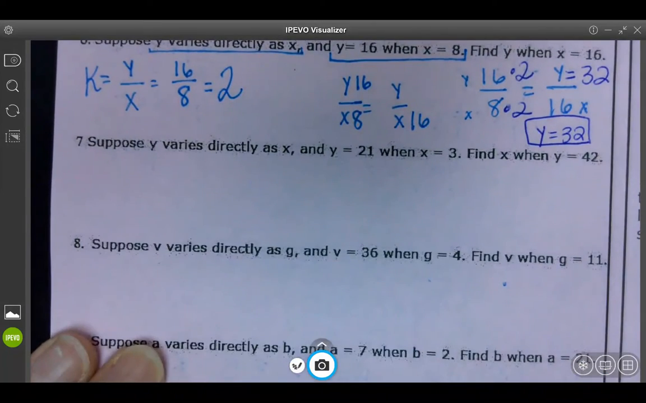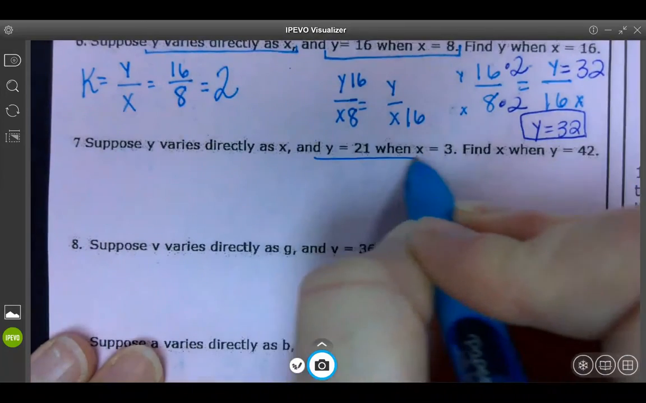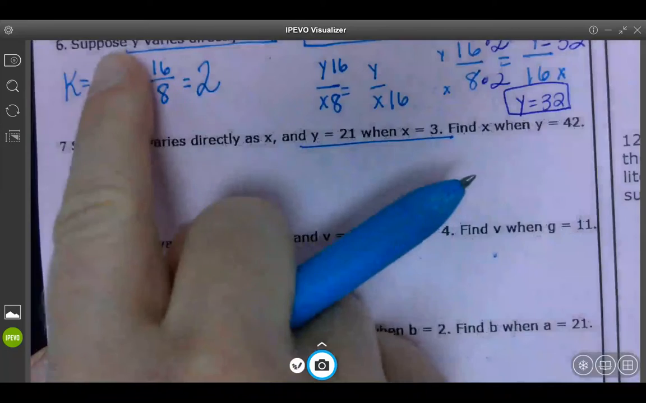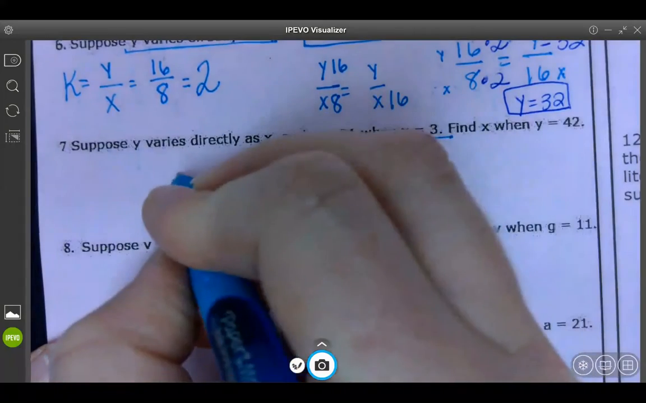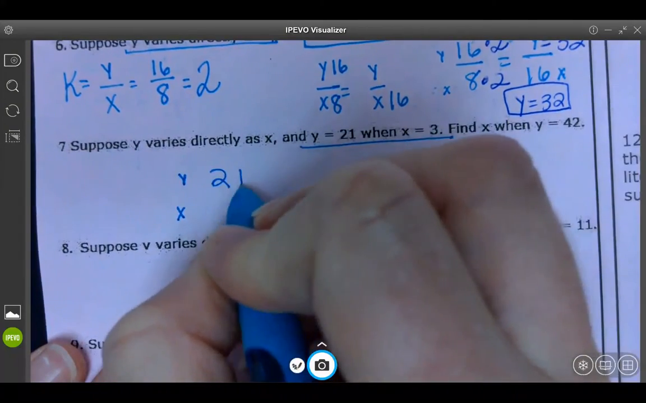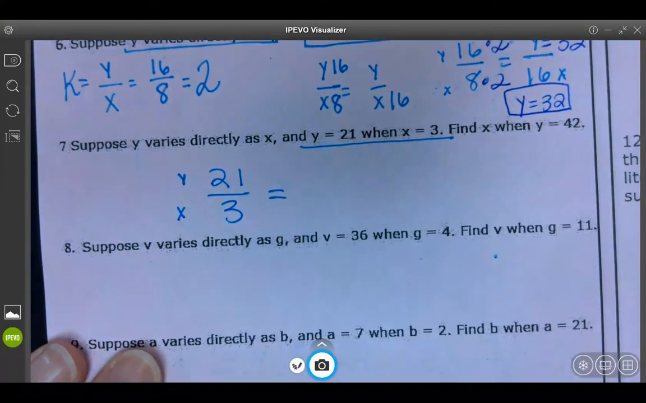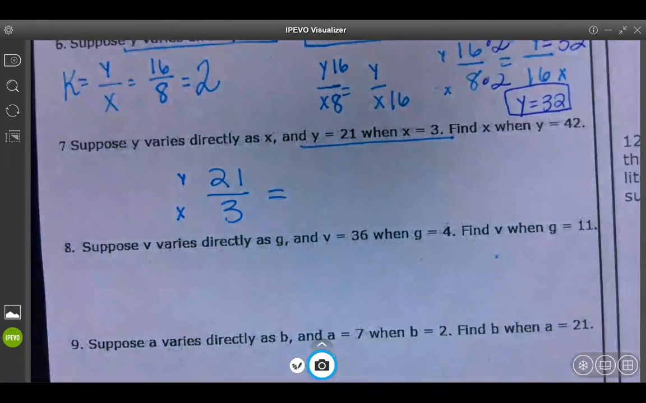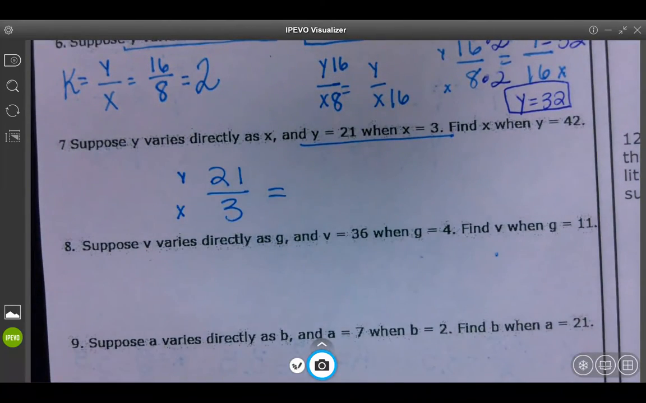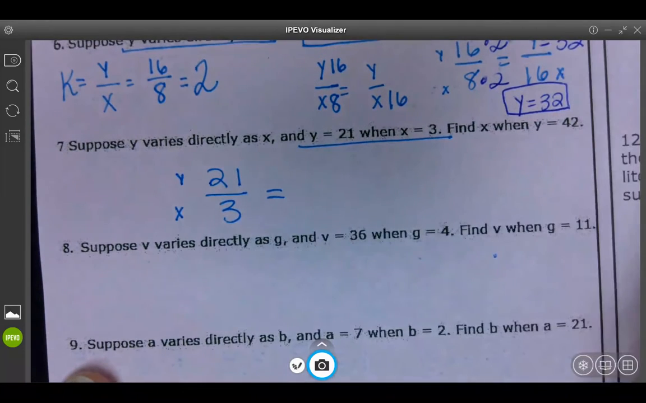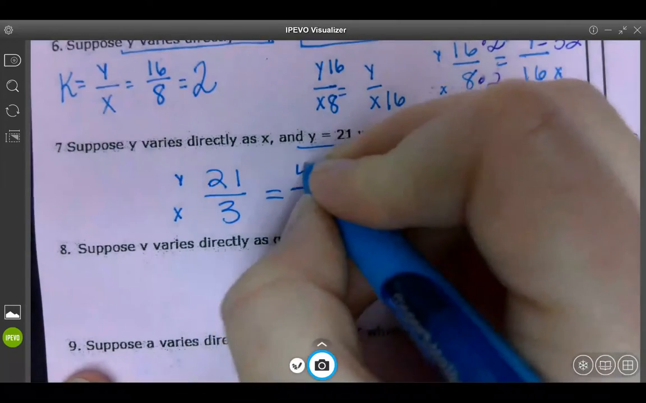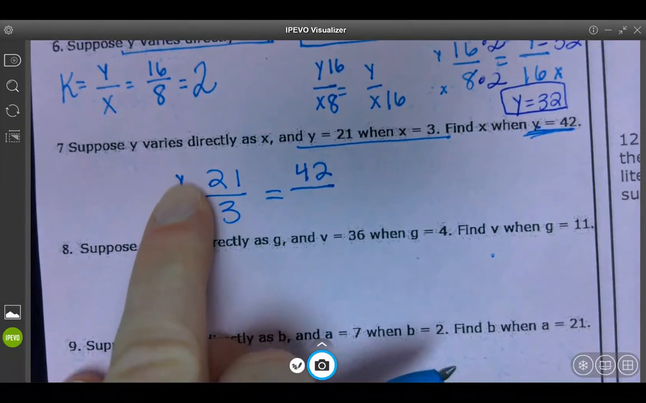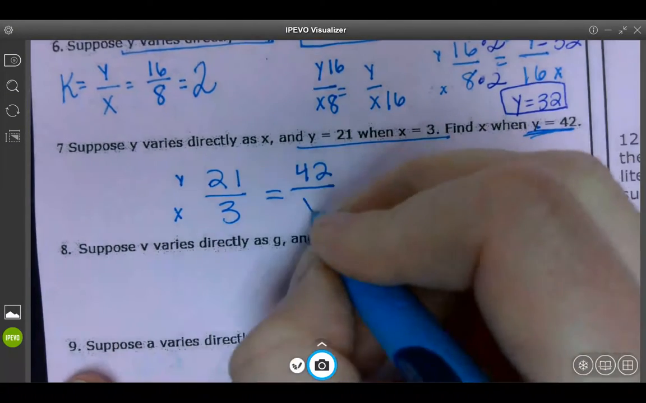All right, let's look at the next one. Suppose y varies directly as x when y equals 21, x equals 3. We're not going to worry about finding k. We are just going to set up and solve a proportion. We're going to do the same thing, though. Y over x. So it'll be 21 over 3 equals. Set it up. Where is 42 going to go? Top, because it's a y. So you gotta follow that same pattern. Y over x and then y over x. So my x is gonna go here.